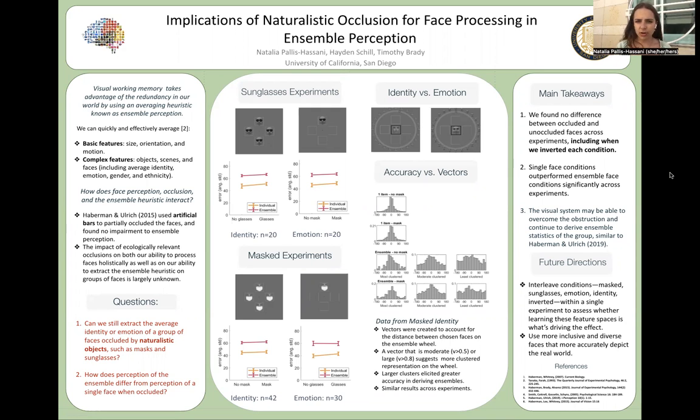A little bit of background on ensemble perception. It is this heuristic that our visual system uses to take the average of redundancy in the world around us to overcome the attentional limitations of witnessing this redundancy. So in regards to low-level features, we can take the average of a group of colored dots, for example, and quickly extract what that average color may be. In regards to faces, we can look at a group of faces and quickly extract the average identity, emotion, race, gender, expression of the faces that we see.